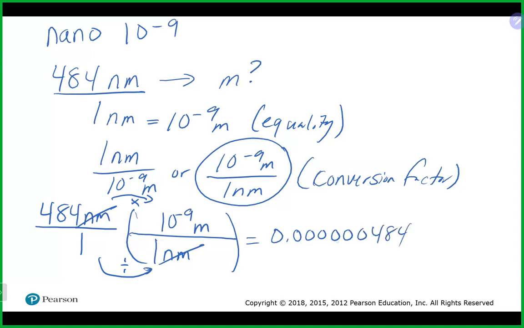I think I got them all. And it would be meters, as that is the only unit left. You could clean it up a little with scientific notation, perhaps, with fewer zeros. 4.84 times 10 to the minus 7 meters, yeah?